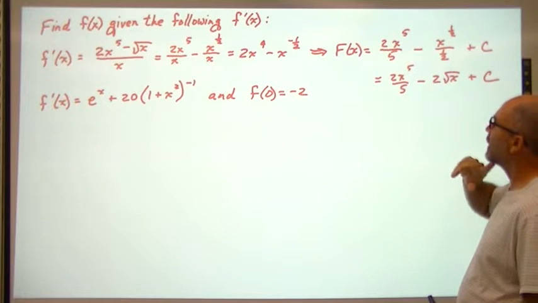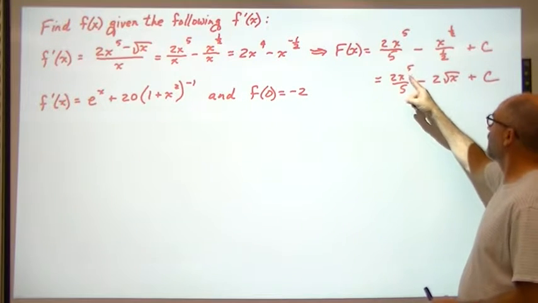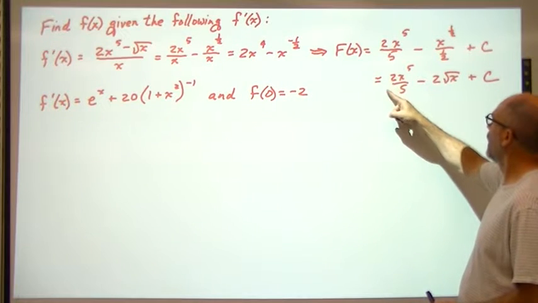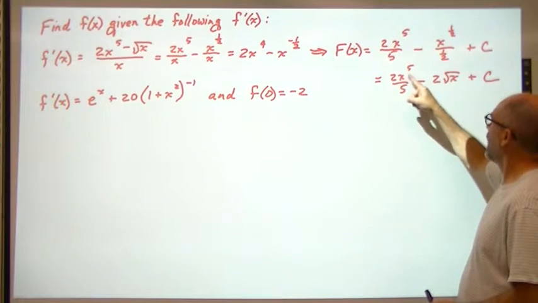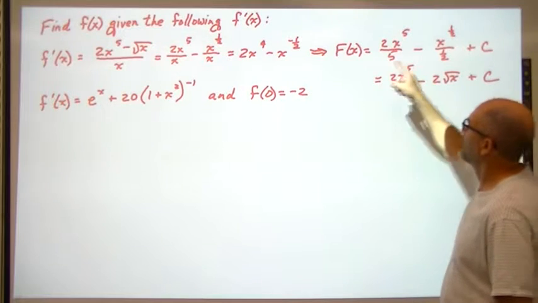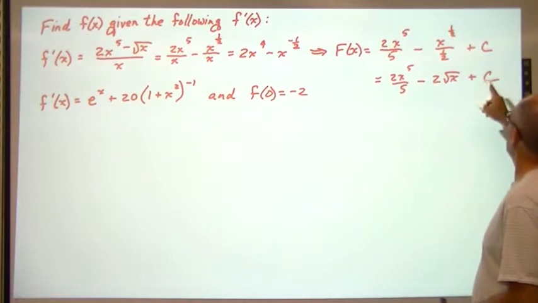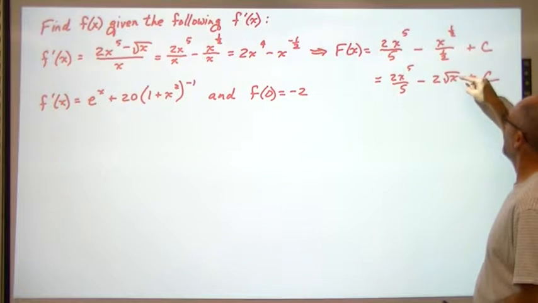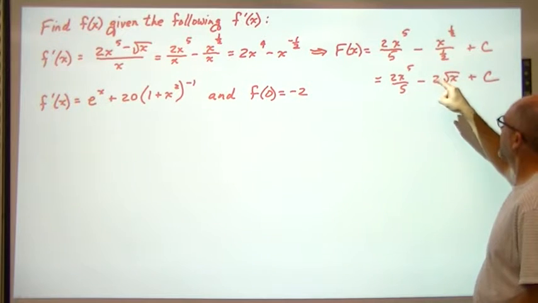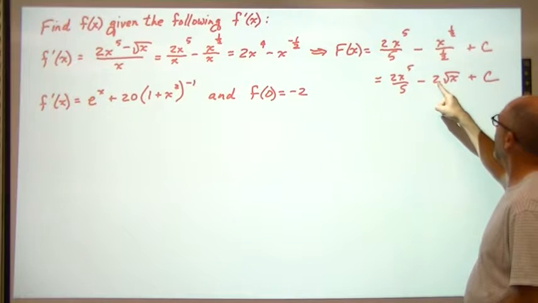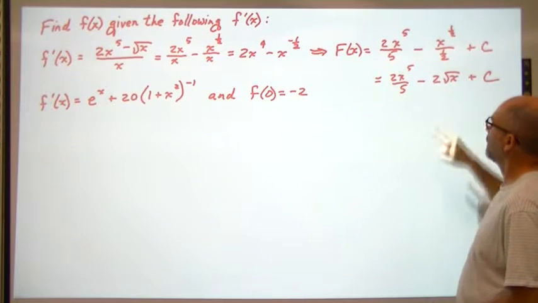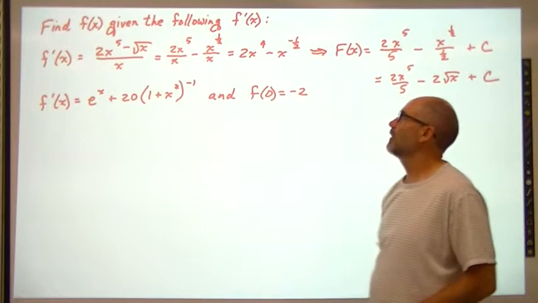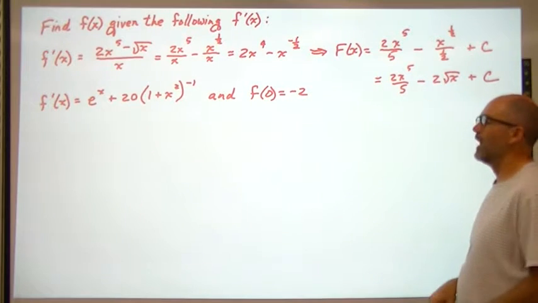Now, if you want to find out if you got it right, take the derivative of this. 5 times 1/5 is 1, times 2x to the 4th. So there's your 2x to the 4th. And then you're doing the same thing with the 1/2, putting it down in front. 1/2 times 2 would be 1, x to the negative 1/2, which would be what we had originally.